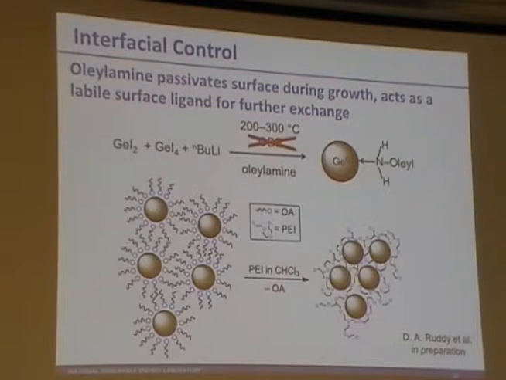solubility in different solvents. These things are typically soluble in aliphatic solvents. We can now take them up into more polar solvents, and that sort of exchange from one solvent to the other, we think, is also helping out in this.